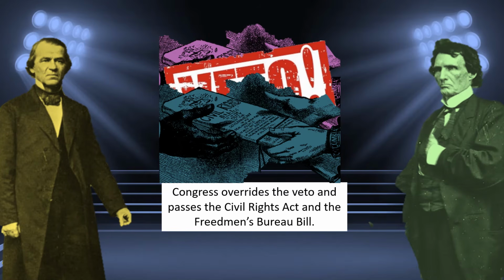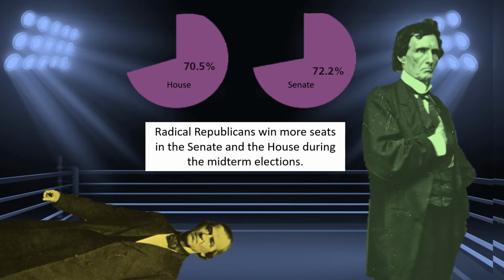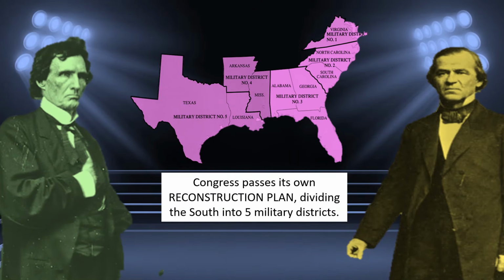Wait! Radicals were expecting this and react quickly. They override the veto and pass both bills anyway. Radicals seem to be really pumped tonight. Congress uses the Civil Rights Act to write the 14th Amendment to the Constitution, and the states ratify it. Johnson is on the ground. Another hit for Johnson. Radicals just swept through and won big in the midterm elections and take control of Congress. Johnson is not standing up yet. Johnson's back up, but he looks weak.